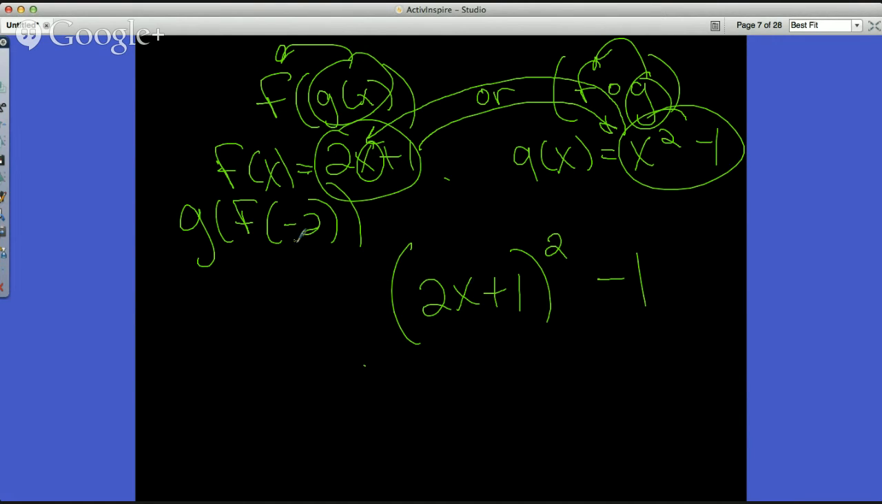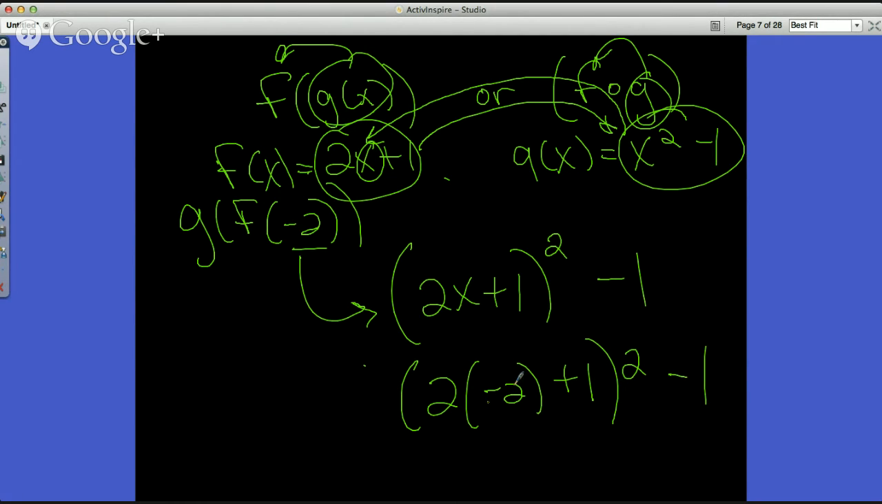All right, so when I plug in negative 2, I'm going to plug negative 2 in for x. So this is what I've got: 2 times negative 2 plus 1, square it, minus 1 on the outside. So what's 2 times negative 2? Negative 4 plus 1 is? Negative 3, okay. Square negative 3, get 9. Minus 1 gets me 8.